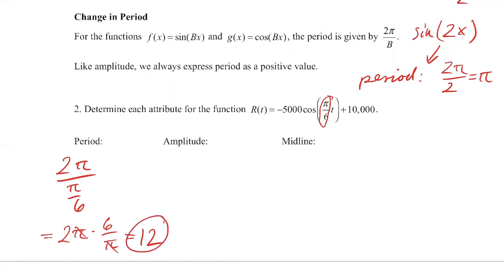Who'd have thunk? Okay. The amplitude is going to be the absolute value of our leading coefficient. So the amplitude here is 5,000. And the midline would be y equals whatever your shift was. So y equals 10,000.